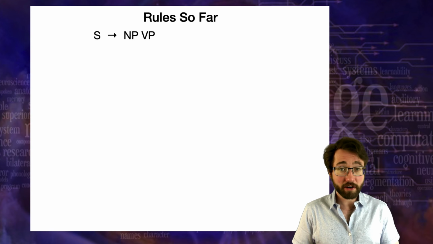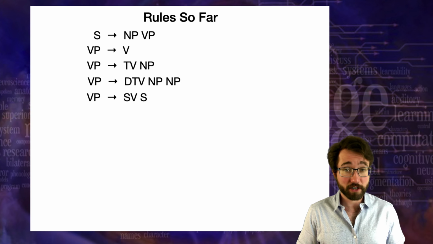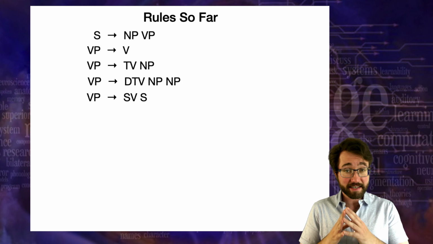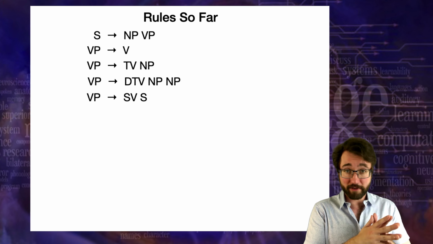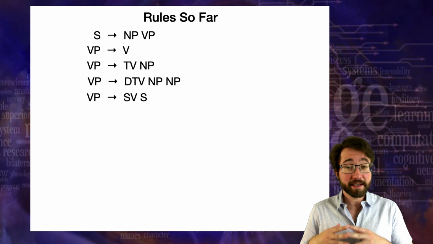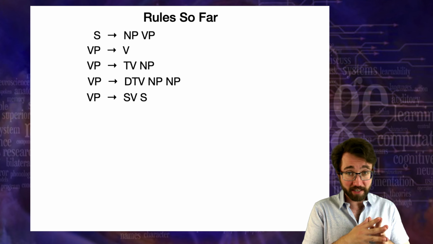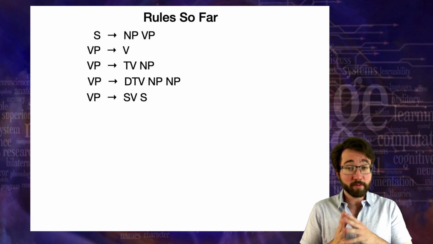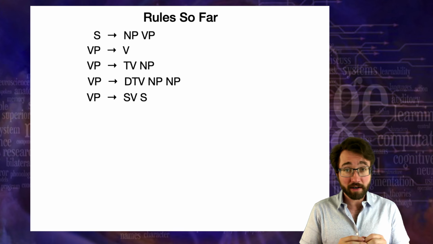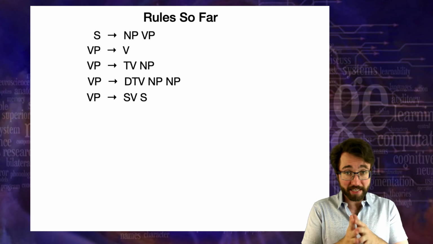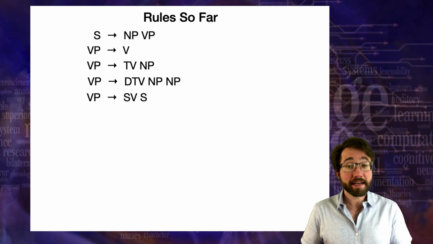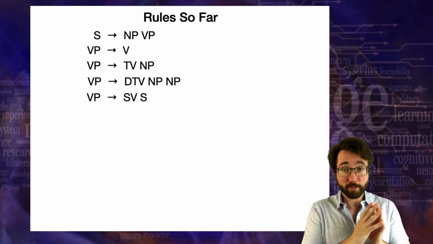So, here are our syntactic rules for English so far. We have that a sentence can consist of a noun phrase followed by a verb phrase. A verb phrase can consist of an intransitive verb V, or a transitive verb followed by an NP, or a ditransitive verb followed by two NPs, or a sentential verb followed by an S.